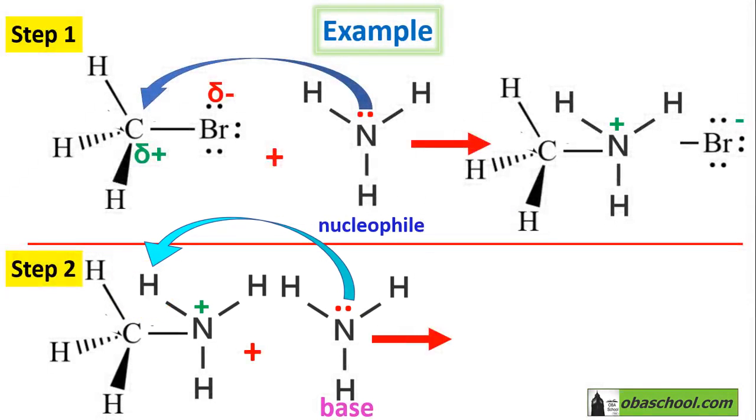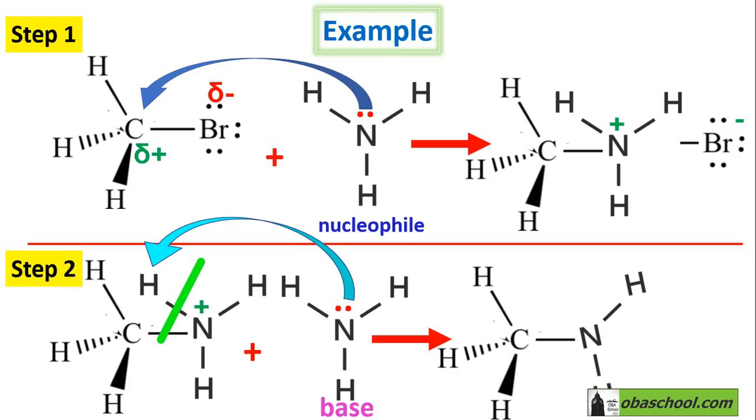So this is what will happen. The bond between the nitrogen and the hydrogen here will break, and this compound will become CH3NH2, and the NH3, which is acting as a base, will gain the proton lost and will become NH4+, and of course the Br- will stay there.